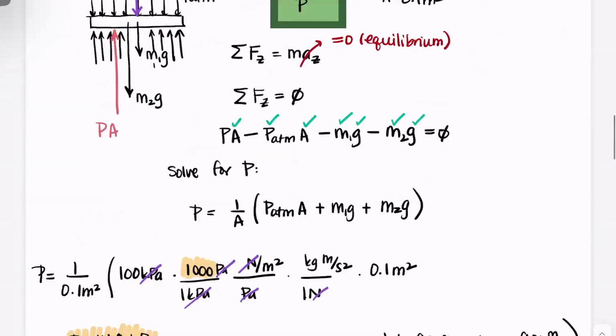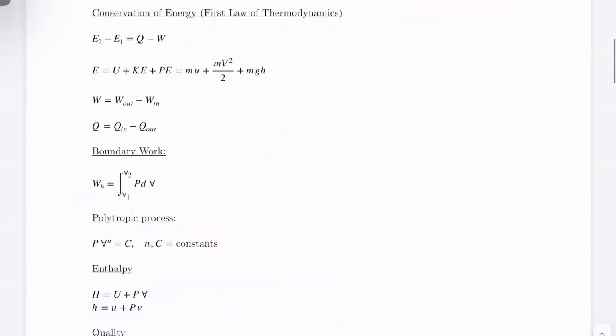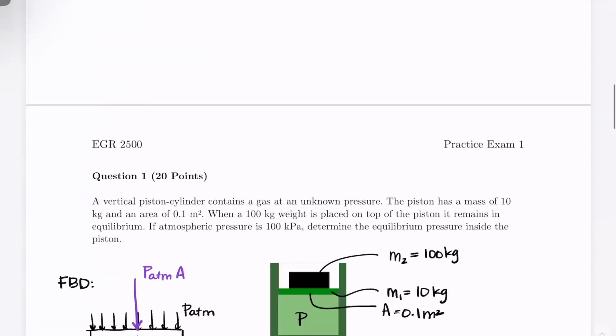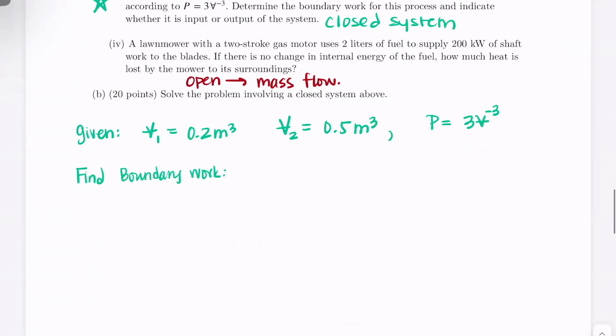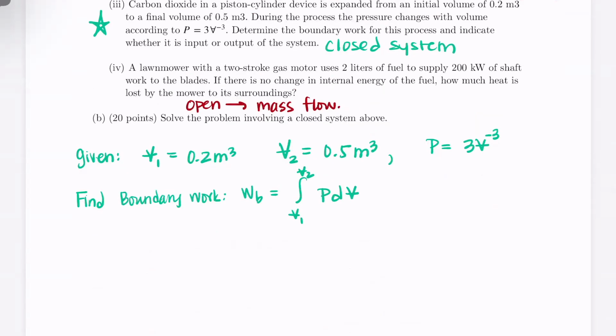Boundary work, the equation is given to us on our equation sheet, so we want to use this one. I'll write it down again. We're looking for W_B equal to the integral from volume at state 1 to volume at state 2 of pressure dV. I am going to plug in the expression for pressure we've been given: the integral from V1 to V2 of 3 times volume to the -3 dV.